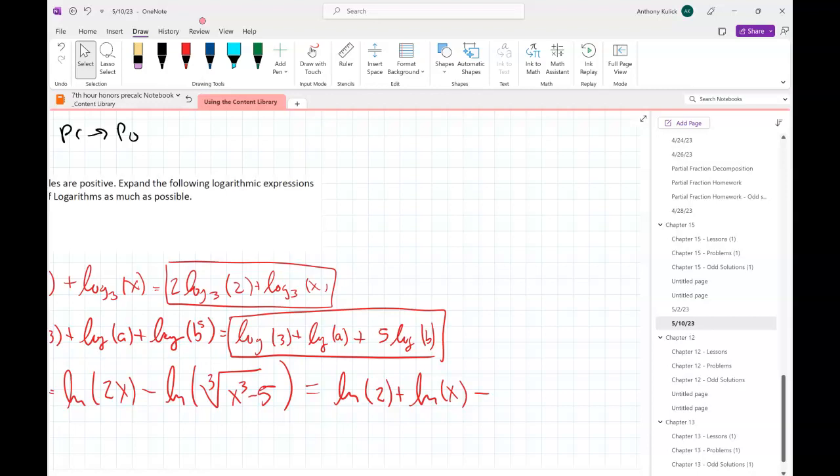Is there a power property for that? Yes. What is the power property? It is a 1/3. Good, because the cube root is the same as a 1/3 power. Now, obviously, log 2 and log x, there's nothing left to do with those, right? But let's look at that last one, log of x cubed minus 5. Is there anything more to do with that?